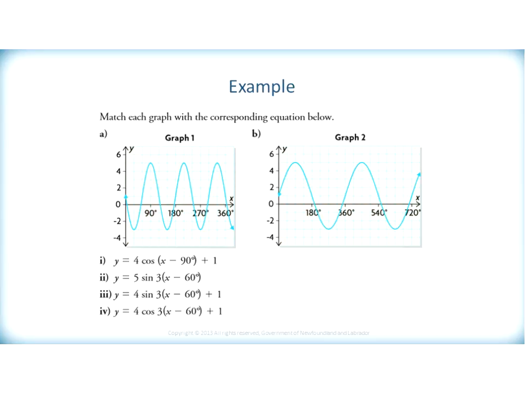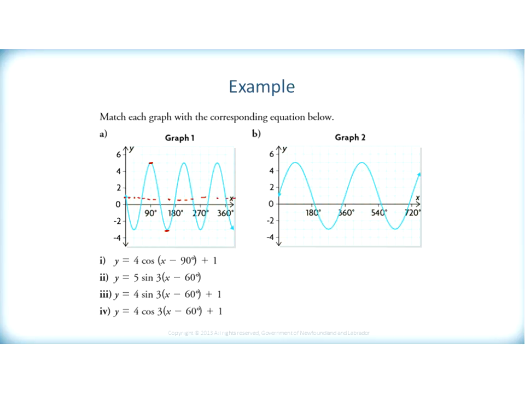So let's just look at graph 1. And in graph 1, we have a maximum of 5 and a minimum of negative 3. And so that would give us, for our midline, that would give our midline at 1.